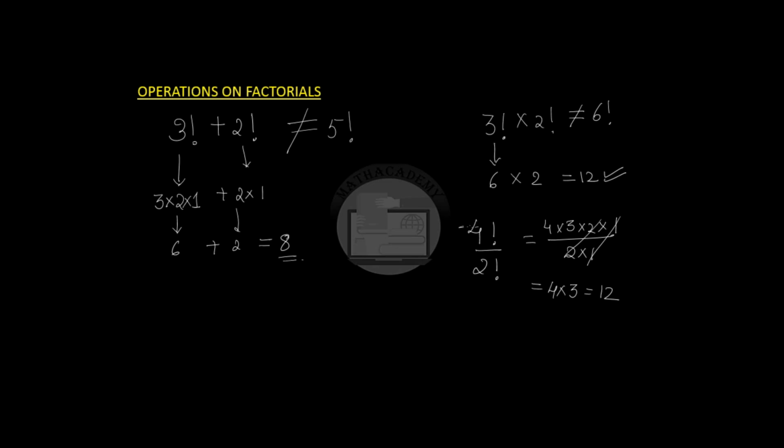In the next video, we will see why factorial 0 is 1, and then we will see the combination formula.